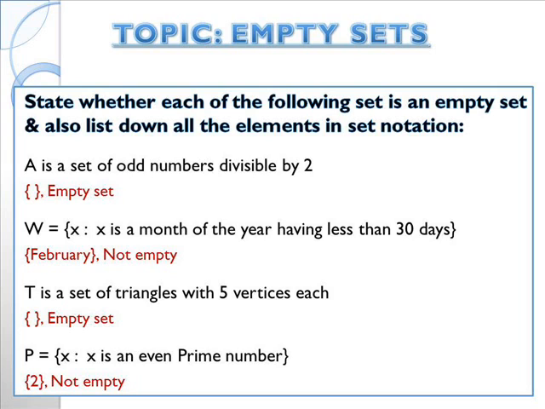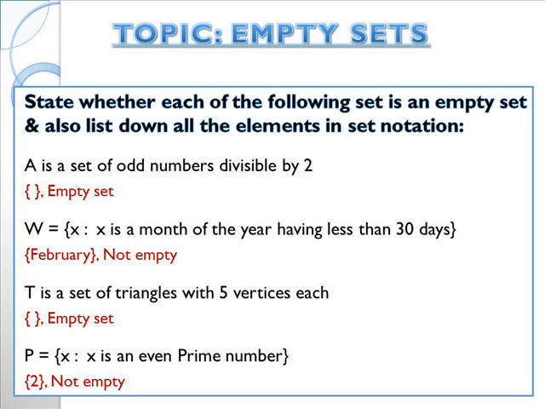Then we have W equal to {x such that x is a month of the year having less than 30 days}. Well, we have February that has 28 or 29 days, so it is not an empty set. Then we have T is a set of triangles with 5 vertices each. Well, a triangle cannot have 5 vertices, it has 3 vertices, so it is an empty set. Then we have P equal to {x such that x is an even prime number}. Well, we know about that.